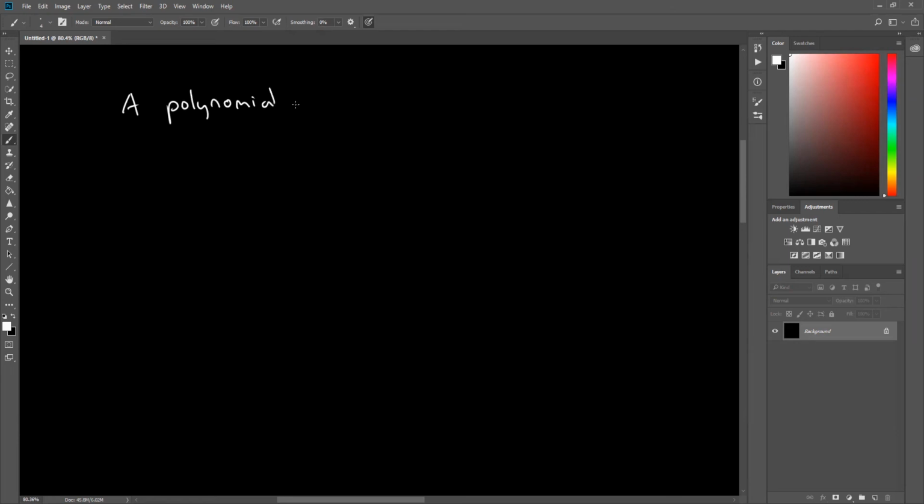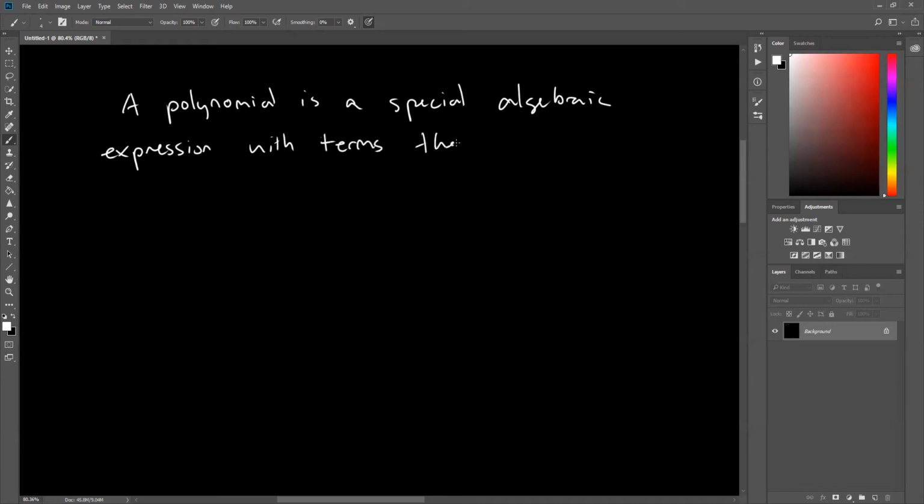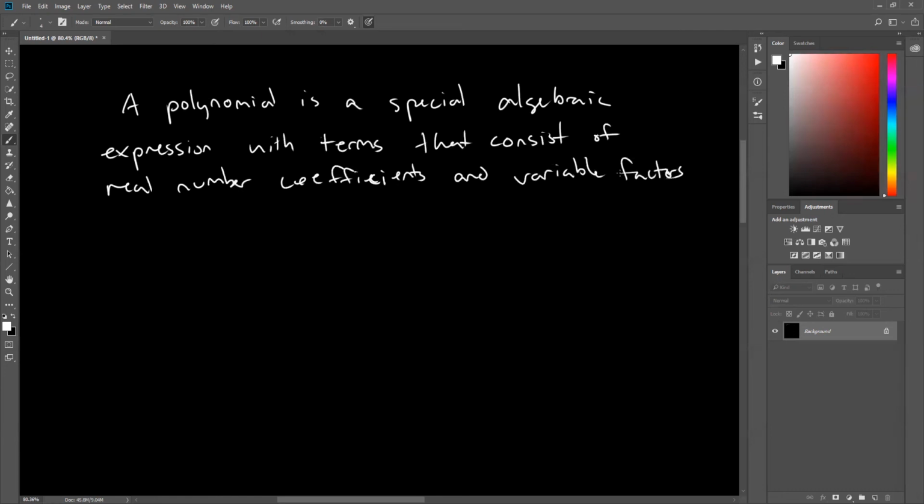A polynomial is a special algebraic expression with terms that consist of real number coefficients and variable factors with whole number exponents. All right, so this is a little bit of a confusing definition.